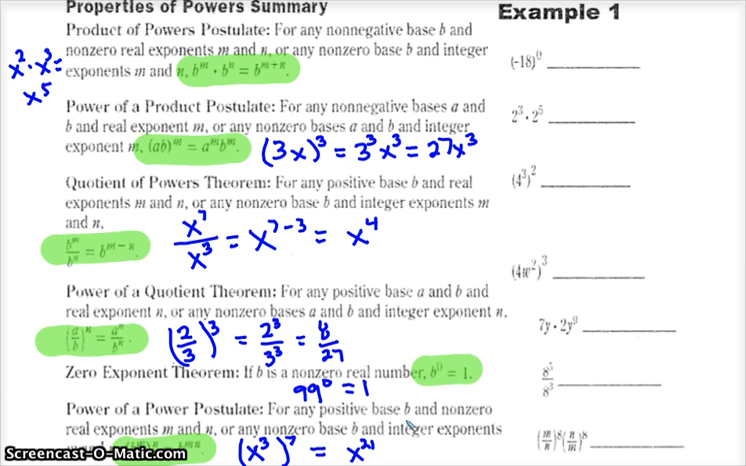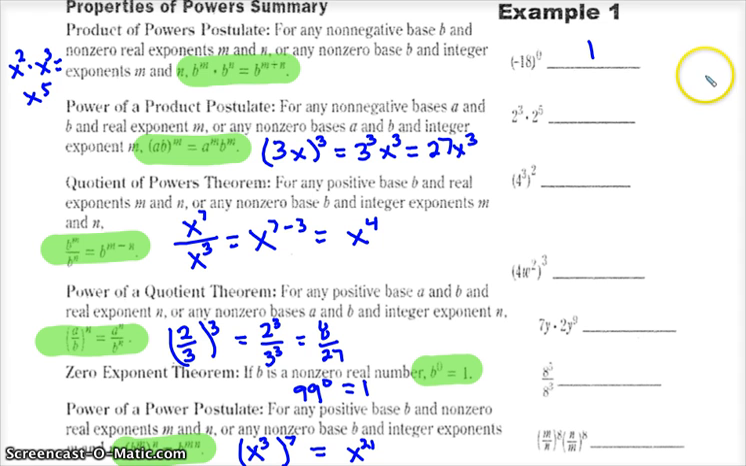When doing these examples, keep in mind these are the only properties that we'll use. There are some instances when multiple properties will have to be used in the same problem, but again, the properties don't change. So, let's look up top to the first example. I've got negative 18 raised to the zero power. Because it's raised to the zero power, my answer is 1.